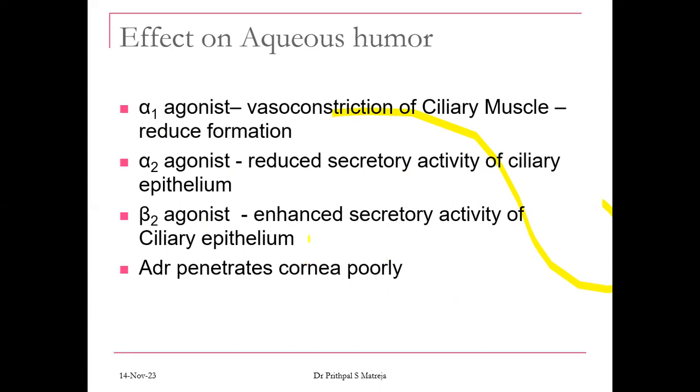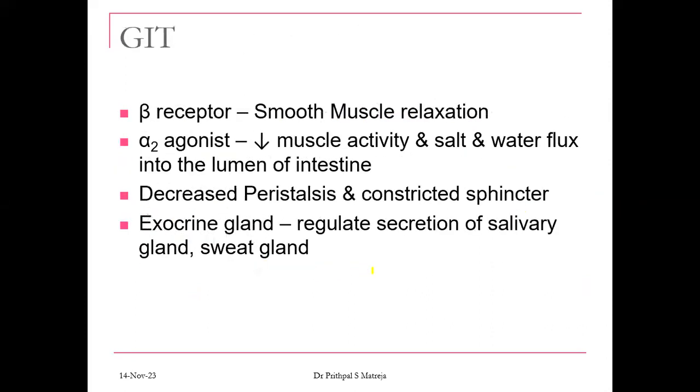So when we talk about glaucoma, we can give an alpha 1 agonist, an alpha 2 agonist, but a beta blocker should be given. Adrenaline does not penetrate the cornea, so instead of adrenaline, dipivefrin is given to take care of this particular action. It gets converted into adrenaline.